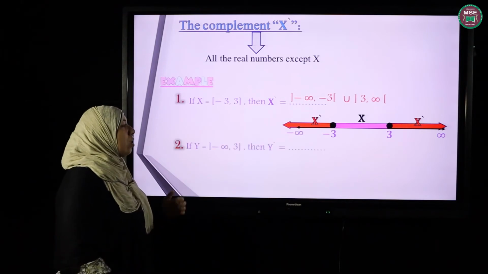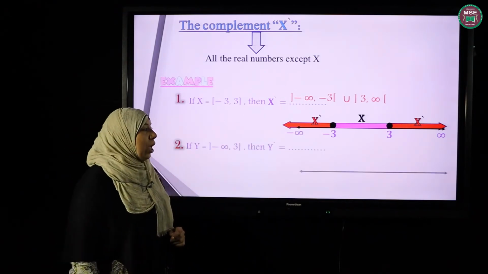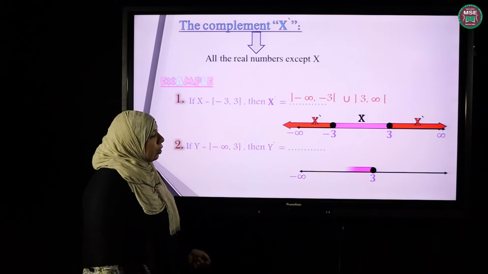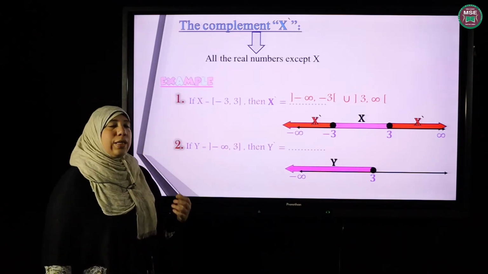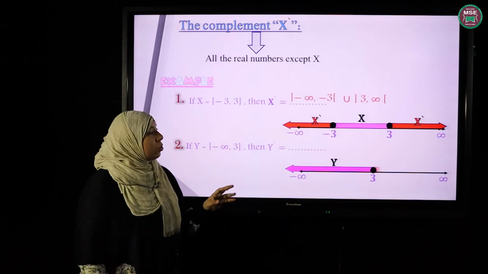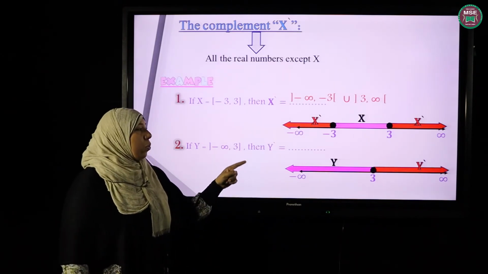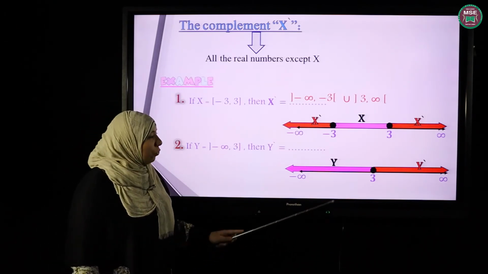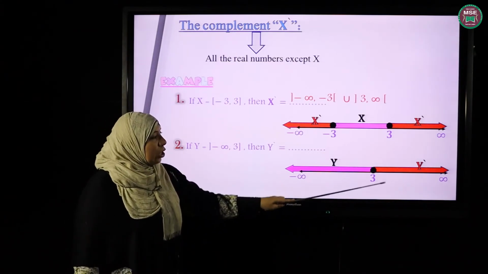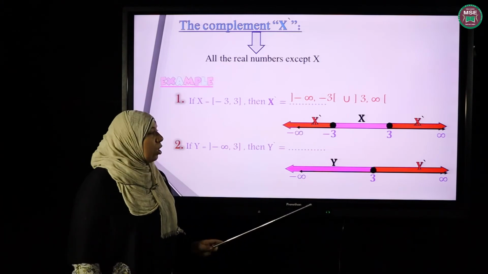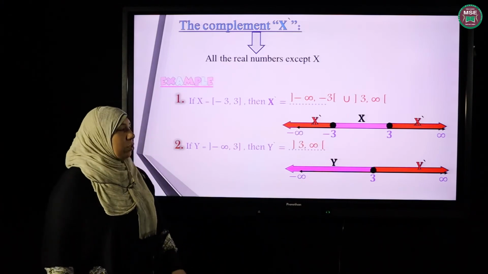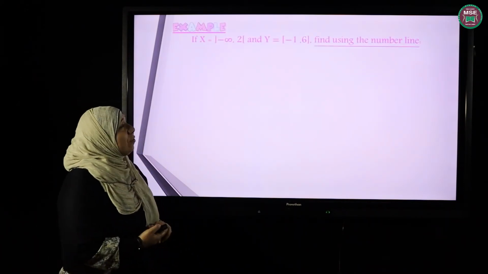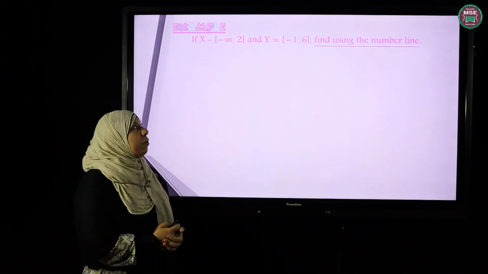Again, if I have y, the numbers from -3 to infinity, I will draw it again from -infinity to 3. This is y. I want y dash. Y dash, we said before, is the rest of the real numbers, so it will be the rest of the number line. So if this part is y, the other part will be y dash. And if I want to write it as an interval, I will start from left to right, -infinity to 3. 3 here is closed in y, so it will be open in y dash. This is the complement.